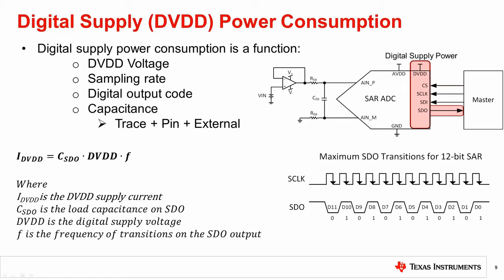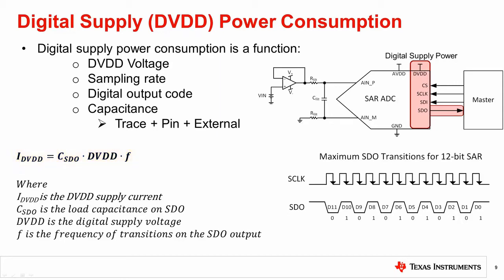The power consumption is a function of the DVDD voltage, sampling rate, digital output code, and capacitance. The capacitance is comprised of the SDO trace, the SDO pins on both the ADC and the master, and any external capacitors added to the SDO line. The equation to estimate the average digital supply current is given as the capacitance multiplied by the DVDD voltage multiplied by the frequency of transitions on the SDO output.